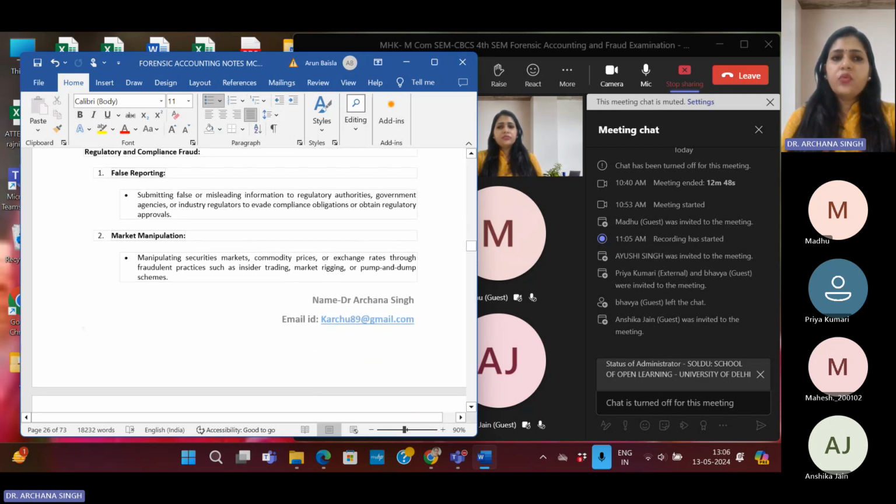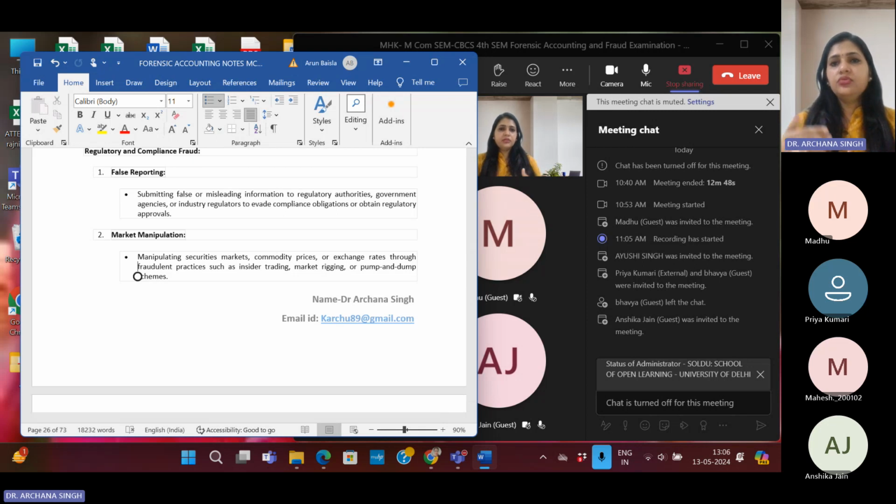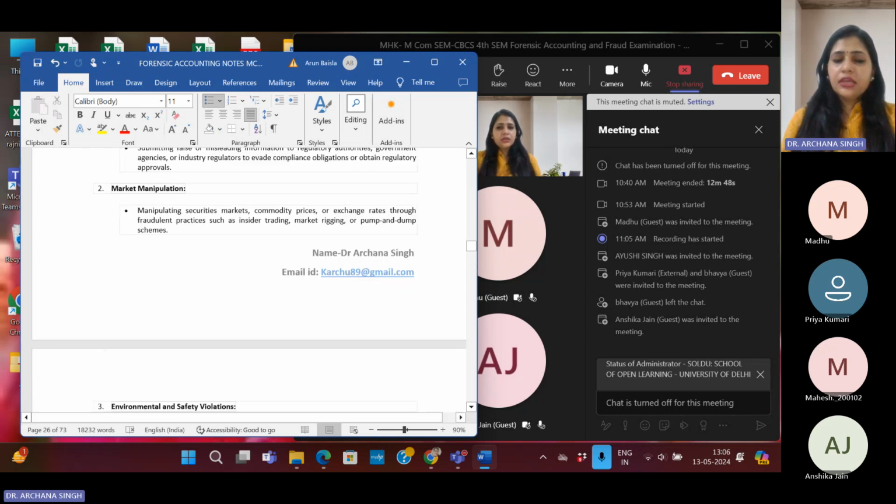Regulatory compliance fraud means false reporting, meaning they are submitting false or misleading information to government agencies, regulatory authorities or industry regulators, so that they can evade compliance obligations or obtain regulatory approvals. So through false reporting they can try to get regulatory approvals. Then market manipulation means manipulating the security markets and exchange rates through fraudulent practices like insider trading, market rigging, pump and dump schemes, etc.